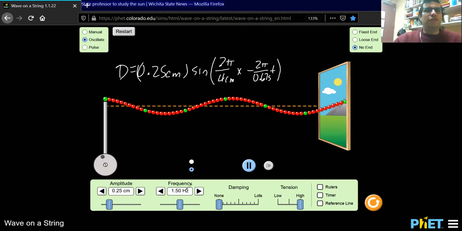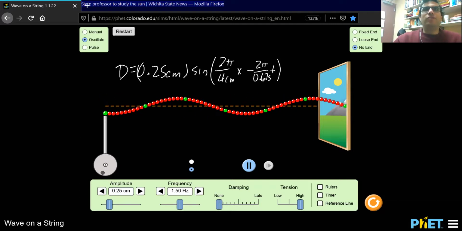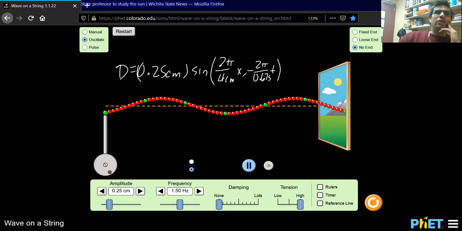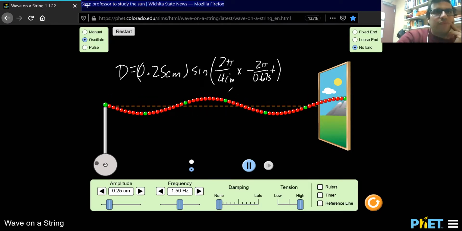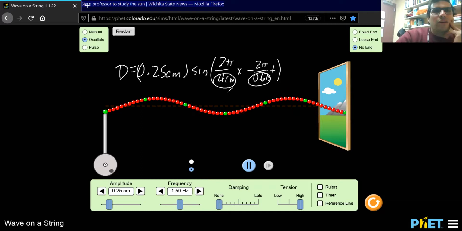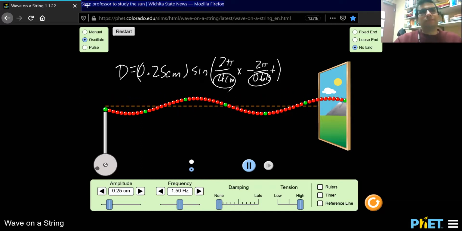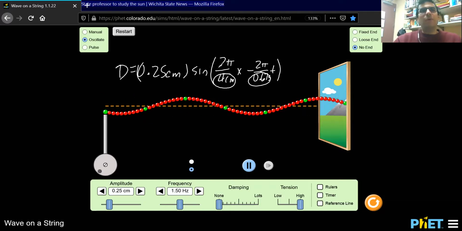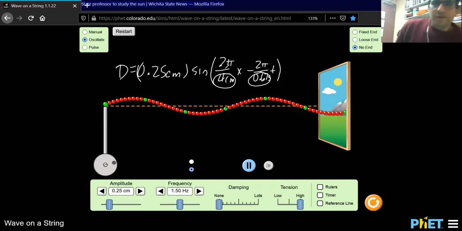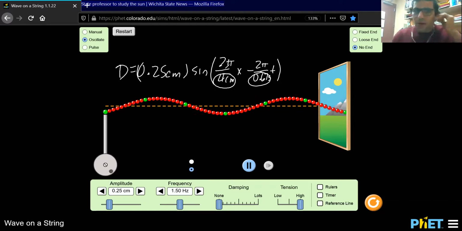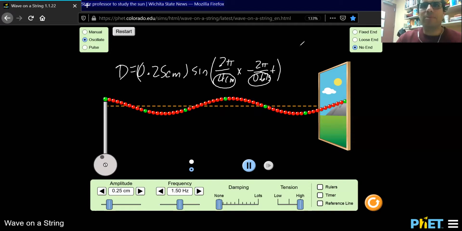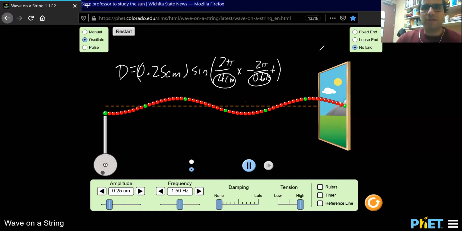If you change the frequency, then the 2 pi over T will change, but that will also make the 2 pi over lambda change, because remember the wavelength and the period are related by the speed of the wave. So one changing causes the other to change. And this is just for a single wave. Now what we want to do is start adding waves together. So I'm going to switch to the pulse so we can see a couple examples of how they add together. And then we'll move on to the standing wave part.